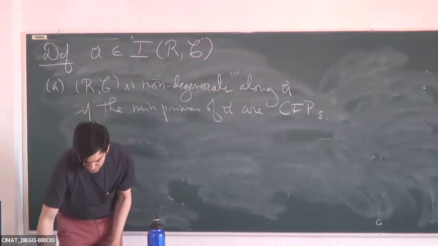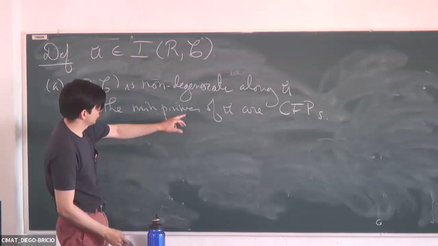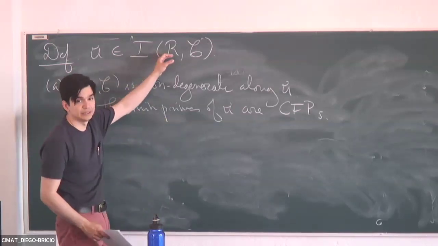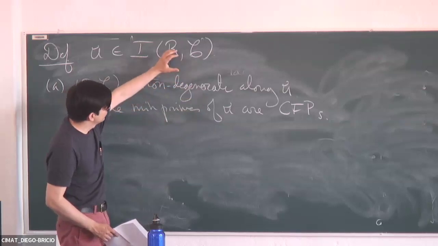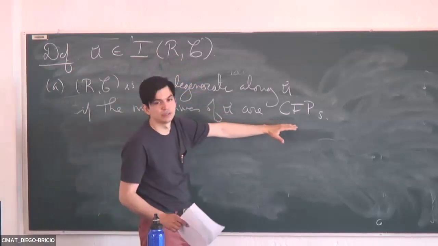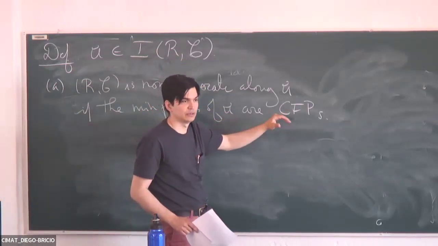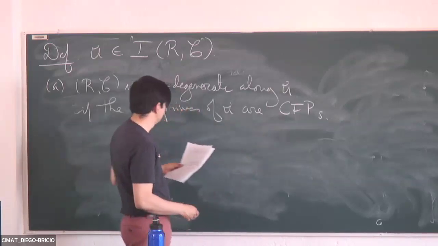So what am I saying? By the previous remark, we know that the centers of F-pure transforms are going to be C ideals. But we know that the minimal primes of A are going to be C ideals. All I'm asking for is that they avoid the image of sigma. In other words, they don't contain sigma. Okay?